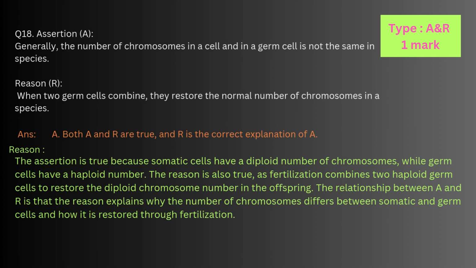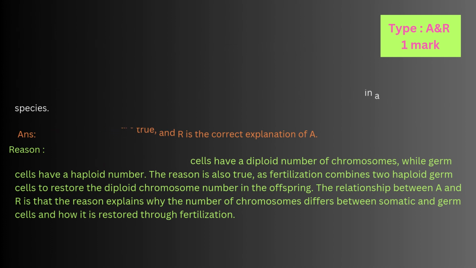The reason R, stating that when two germ cells combine, they restore the number of chromosomes in a species, is also true because when a male sperm cell, which is haploid, and a female egg cell, which is also haploid, fuse during fertilization, they form a zygote, which is diploid. This restores the normal chromosome number in the offspring of that species, and this ensures that the species maintains a stable chromosome number from generation to generation.